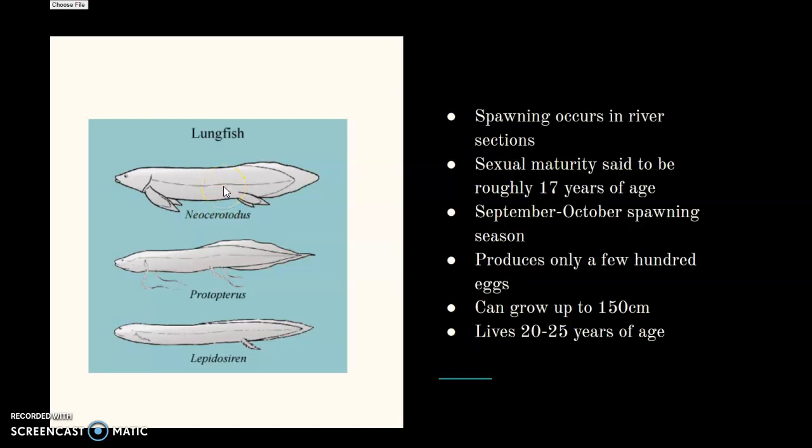So spawning actually occurs in the river section. Sexual maturity is said to be roughly at 17 years old. They generally have a spawning season between September and October, so not really springtime, more of the fall time. And they do not lay millions and millions of eggs like other species can do, like the American eel. They only lay a few hundred at a time.